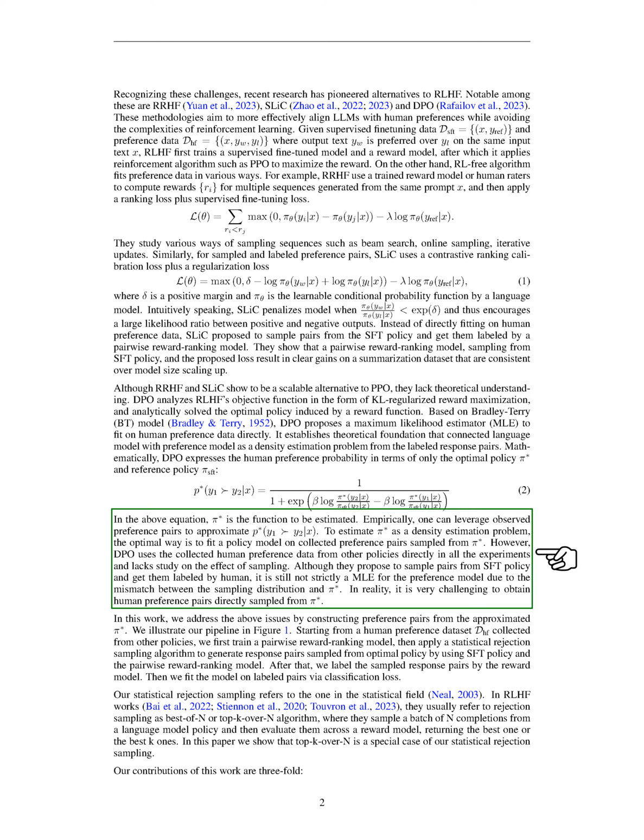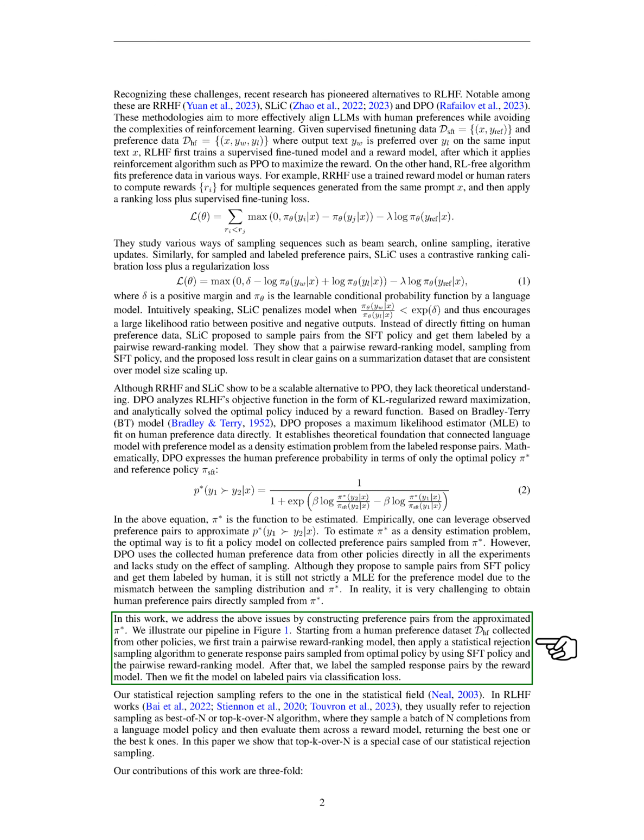However, DPO uses the collected human preference data from other policies directly in all the experiments and lacks study on the effect of sampling. In our work, we address these issues by constructing preference pairs from the approximated optimal policy. We start from a human preference dataset collected from other policies, train a pairwise reward ranking model, then apply a statistical rejection sampling algorithm to generate response pairs sampled from optimal policy. After that, we label the sampled response pairs by the reward model. Then we fit the model on labeled pairs via classification loss.